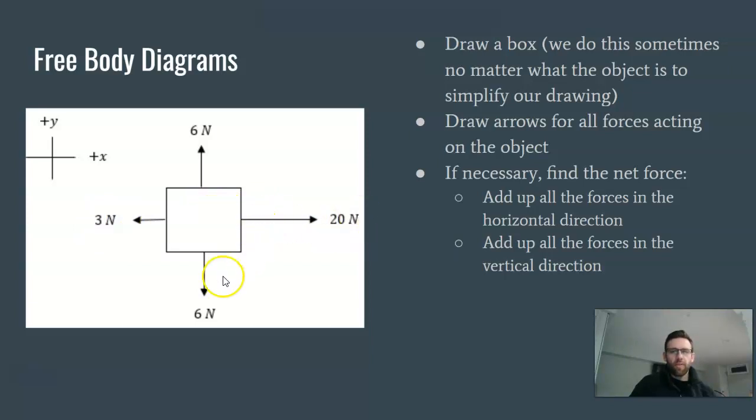All right, and then for the vertical direction, you would do 6, and then you would do 6, but it'd be 6 minus 6, right? Because this one is negative because it's heading in the negative direction. And 6 minus 6 is 0. So this one has no net force in the vertical direction, but it does have a net force in the horizontal direction.